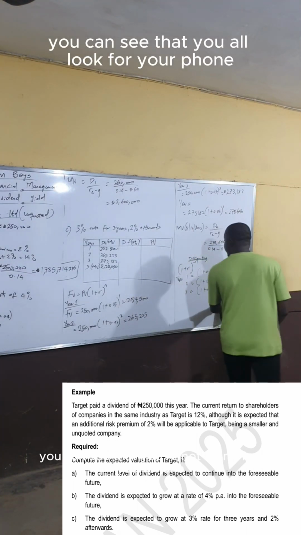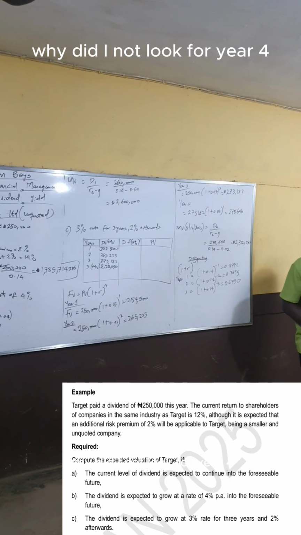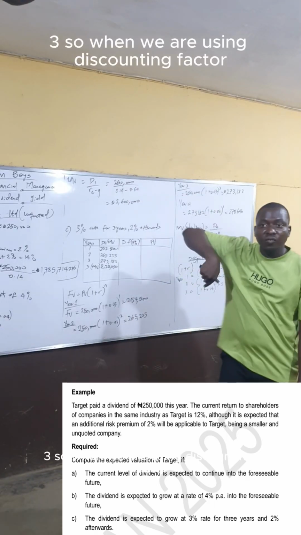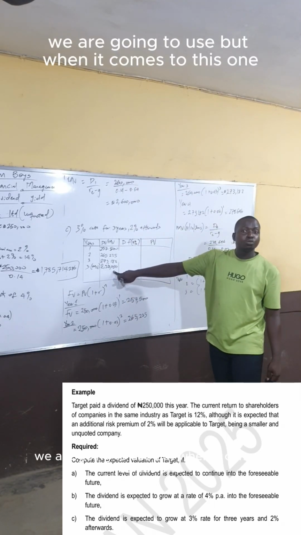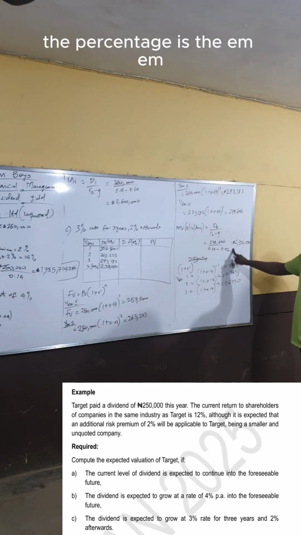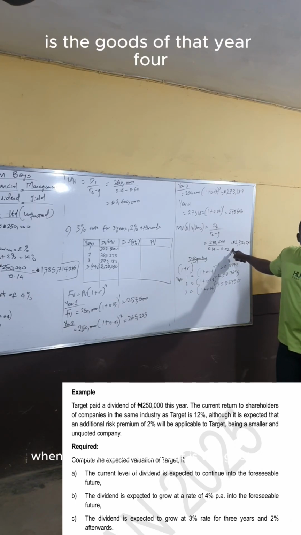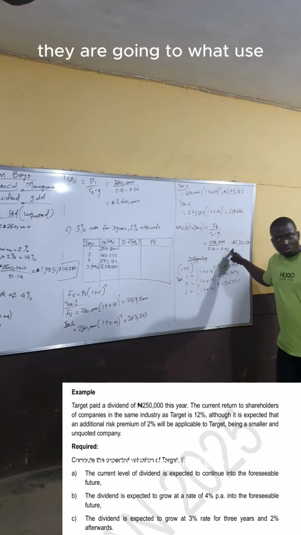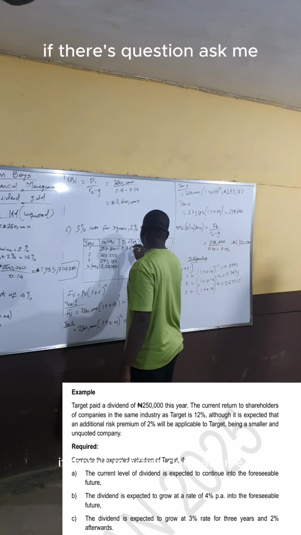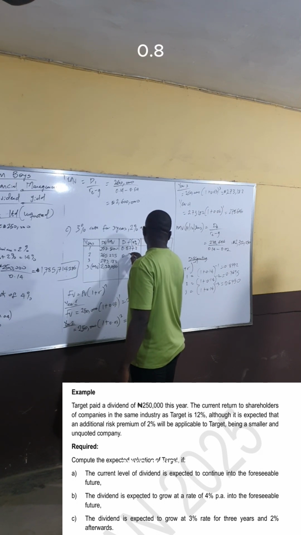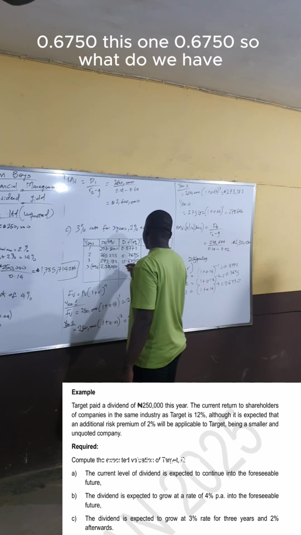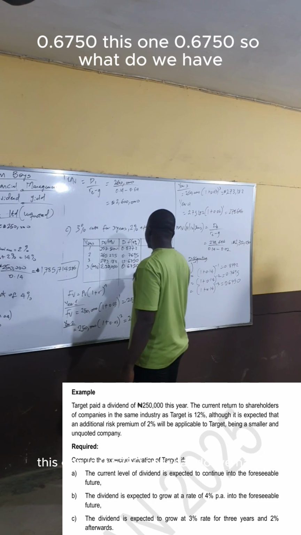You can see that we don't look for year 4. Why did I not look for year 4? Because this market value is still the end of year 3. So when we are using the discounting factor, it's the discounting factor of year 3 we are going to use. But when it comes to the growth, it's the growth of that year 4 we are going to use. So now, I'm just going to put this in. Please, if there's a question, ask. 0.7695 and 0.6750. This one too, 0.6750. So what do we have?